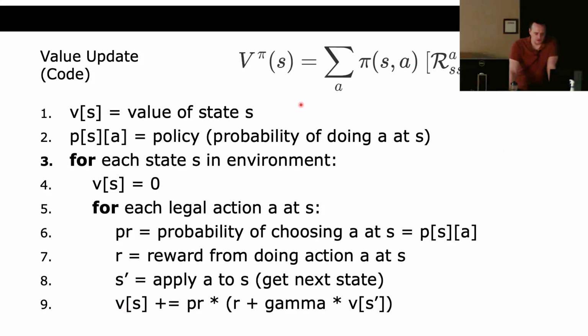So since I'm summing up, because this is a summation, I take V of S and I add to it the probability right here times the things in here, which is the reward plus gamma times V of S prime. Okay, so to me, this makes a lot more sense than the mathematical formula because it tells me step by step all the things in sequence that I have to do.